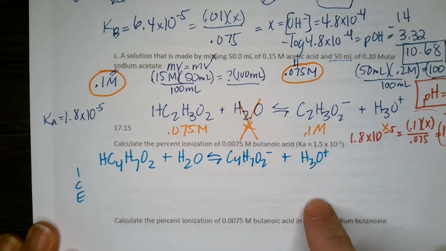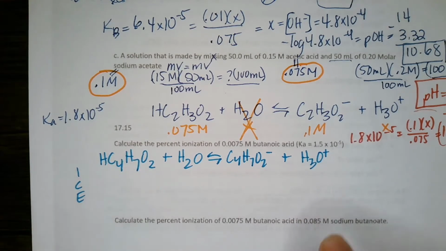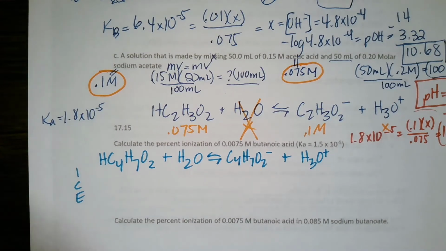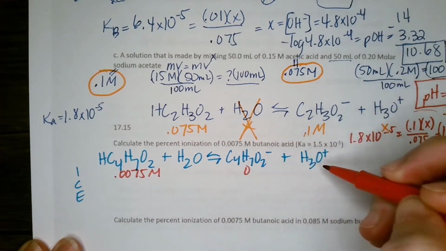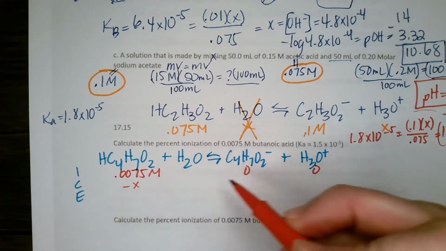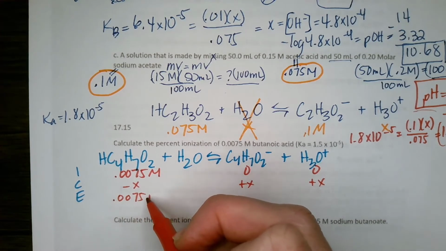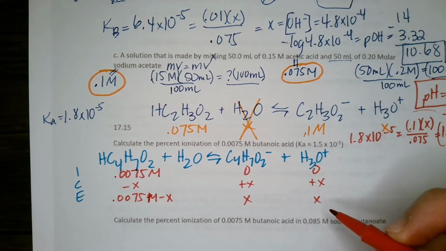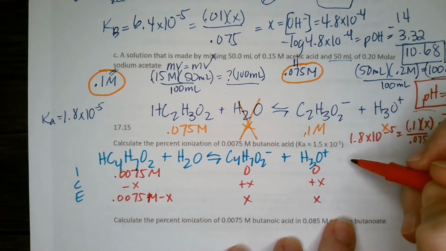So let's make our ICE chart. Because we know that for percent ionization, we need to know our hydronium ion concentration at equilibrium and compare that to our initial value of our acid. So we have 0.0075 molar, and initially we have neither product, and we're going to go minus X, plus X, plus X. So I have 0.0075 molar minus X, X, and X.